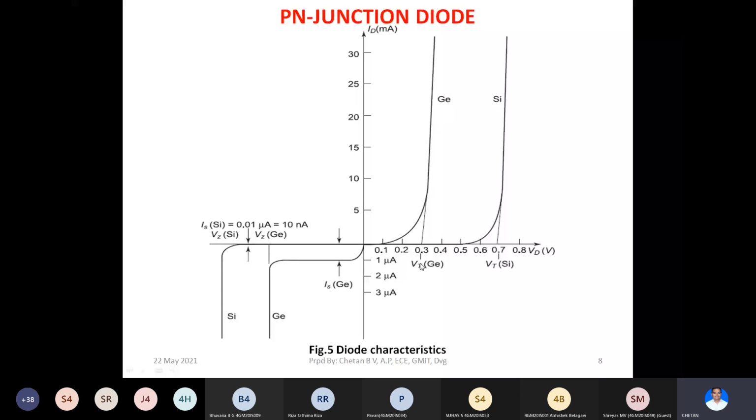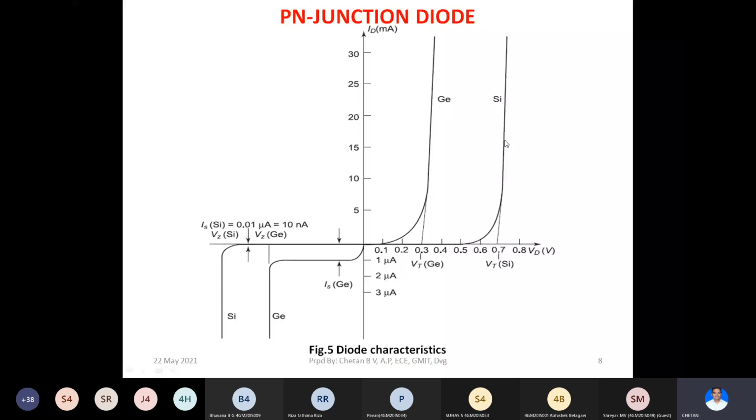Similarly, if you see the silicon diode, the knee voltage will be around 0.7 volt. Therefore, till you reach 0.7, if you keep on increasing the voltage, the forward current will be almost zero or negligible. After this 0.7, if you increase the voltage, the current will increase rapidly. So this is the case for a silicon diode.